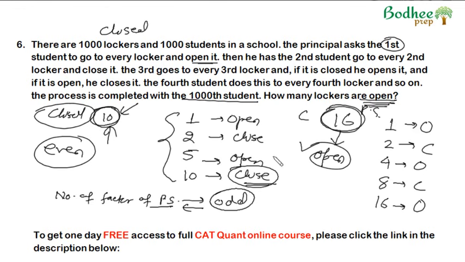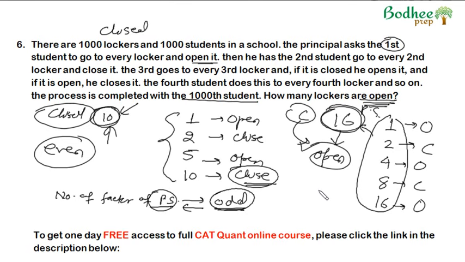So whenever we come across a perfect square, the number of factors is always odd, and these are the students who are nothing but the factors of that particular locker. So those with an odd number of factors will have operated an odd number of times, and if a locker is operated an odd number of times, then its status will change from closed to open.